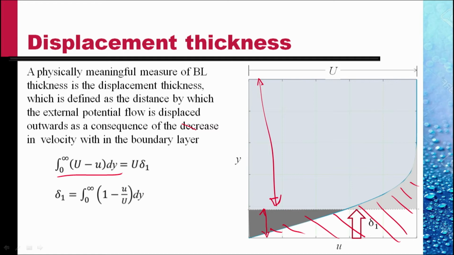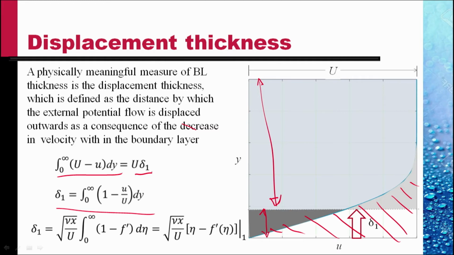And we equate it equal to capital U times delta 1, the displacement thickness. This gives delta 1 as an integral of 1 minus u by capital U, dy, over the whole boundary layer from 0 to infinity. And if we use the self-similarity profile for the boundary layer discussed in the last lecture, u by capital U is the function f prime of eta, where eta is the self-similar variable, y divided by root nu x by U.